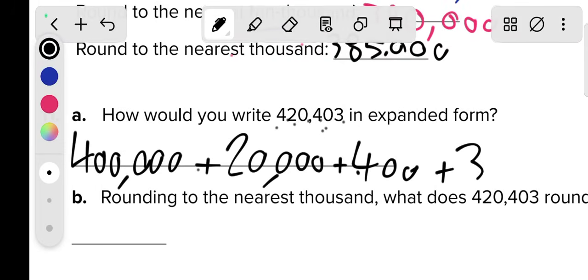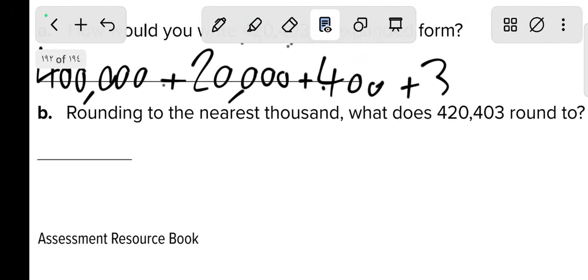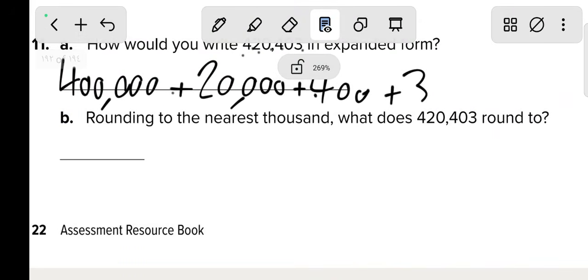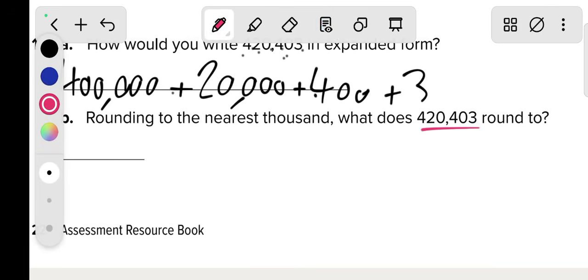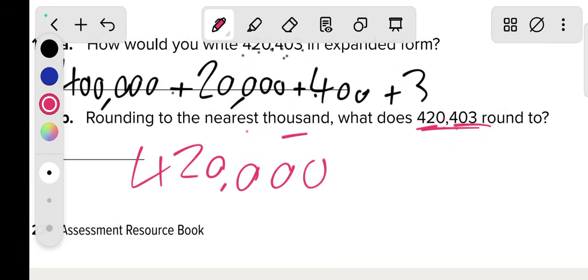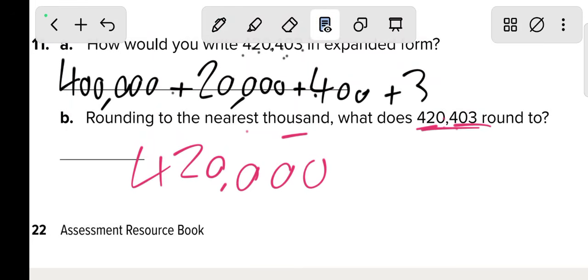That's it. Next one, rounding to the nearest 1,000. What is 420,403 rounded to? What does it mean? That means you have to round this number to the nearest 1,000. Where is 1,000? Here is 0. Okay, what number after it is 4, right? Will 4 give 0 anything? Of course not, because 4 is a poor number. 4 never gives 0 any number, so 0 is going to be 0. Before keep, after zeros. So the answer is 420,000.